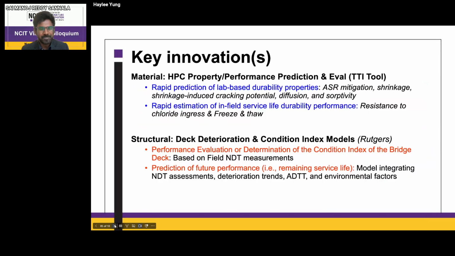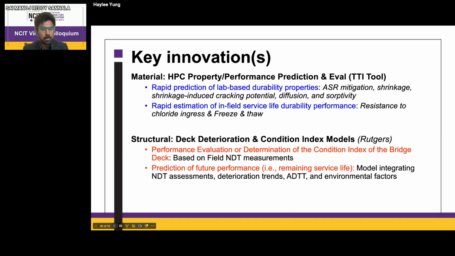Next slide. These are the key innovations at the material stage. High performance concrete properties and performance are predicted using the TTI tool, where rapid prediction of lab-based durability properties is done instead of laborious ASTM standards, within the shortest duration. Also, rapid estimation of in-field service life durability performance is assessed, like chloride ingression, and how the concrete is going to behave under chloride and freeze-and-thaw conditions.